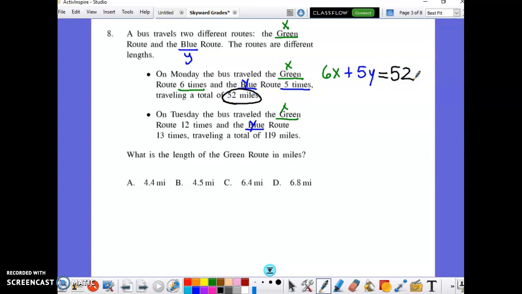Okay? Same thing for the next one. The green route was 12 times. So 12 for the green route X. And the blue route was 13 times. So 13 goes with Y because that's the blue route, equals a total of 119.